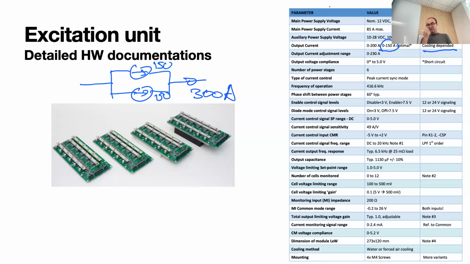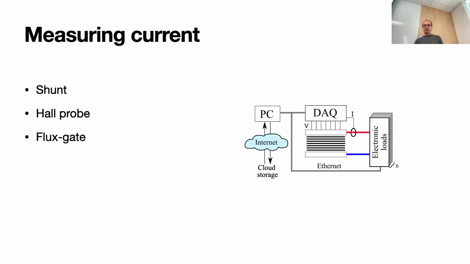So currently with this equipment that we can ship around within this project, we can safely generate currents to 150 amps. If we want to go 200 amps, then we will have to have water cooling to the device. So this complicates a little bit the installation, but this is possible. We can go up to 200 amps if needed. Okay. So this was generating the excitation.